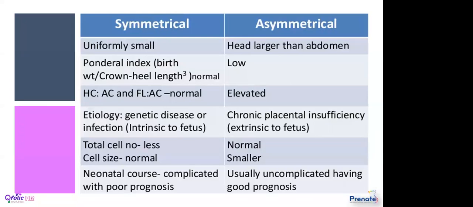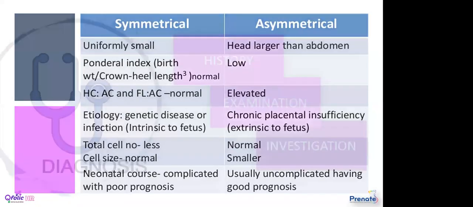And in these babies, the prognosis is usually good as compared to symmetrical IUGR, because in those babies there are potentially intrinsic factors which can affect the bad outcome of the fetus.